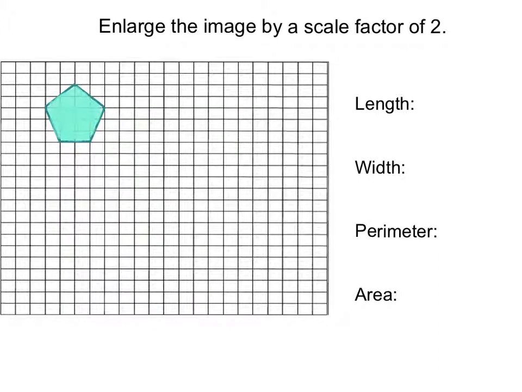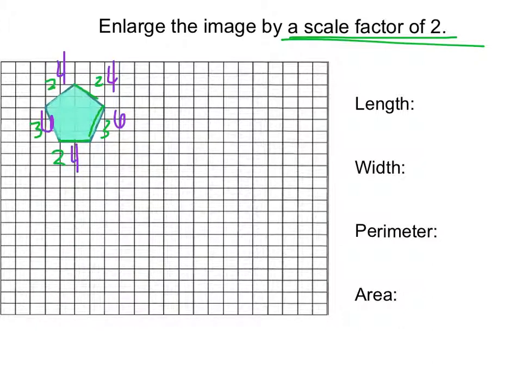Our final image today is an image of a pentagon that we're supposed to enlarge by a scale factor of 2. Now, this one's not going to be as nice as the others, but it's still doable. Notice that the base is 2, diagonal 3, 2, 2, and 3. If we enlarge them all by a factor of 2, we just multiply everything by 2, which gives us 4, 6, 4, 4, and 6.